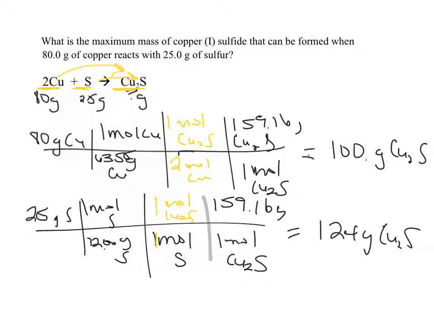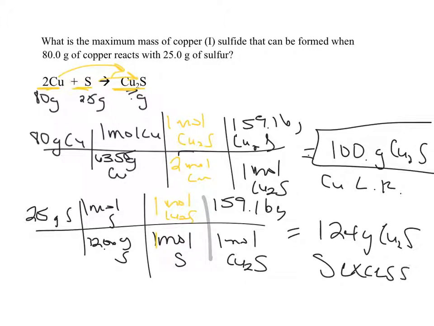So the question is, how much can we make? Well, we have to choose the smaller number, 100. That means we're going to run out of copper. So we could say that copper is our limiting reactant here, and that sulfur is in excess. We're going to have extra sulfur hanging out.